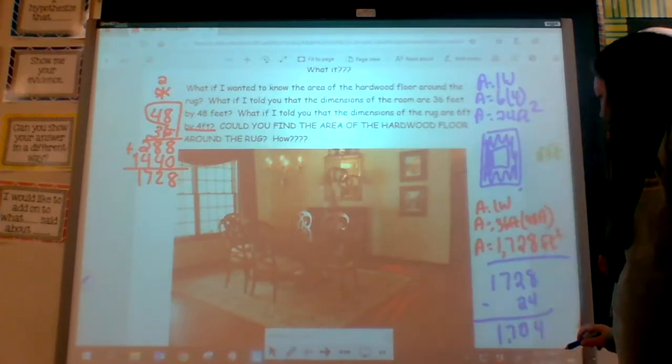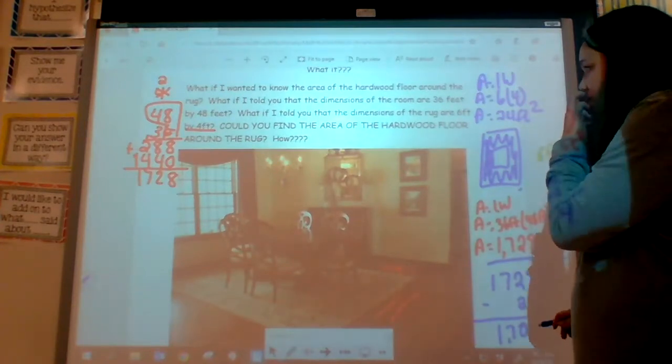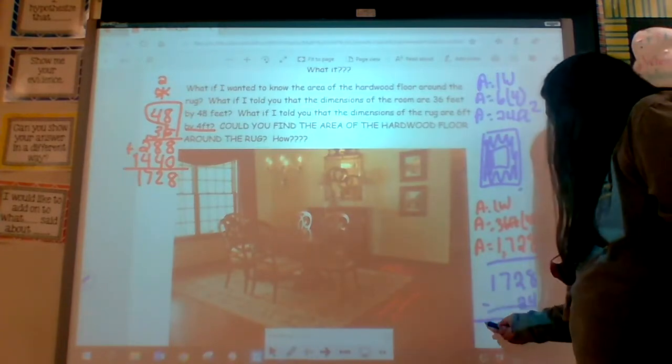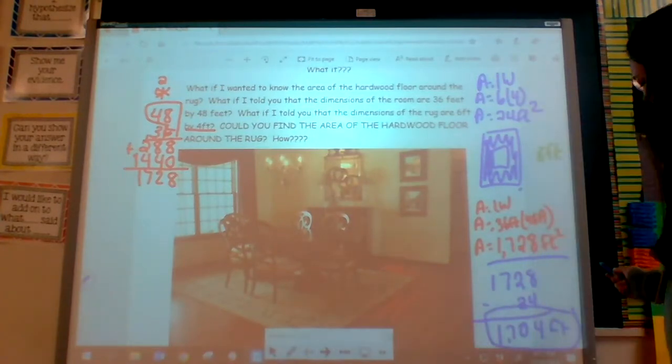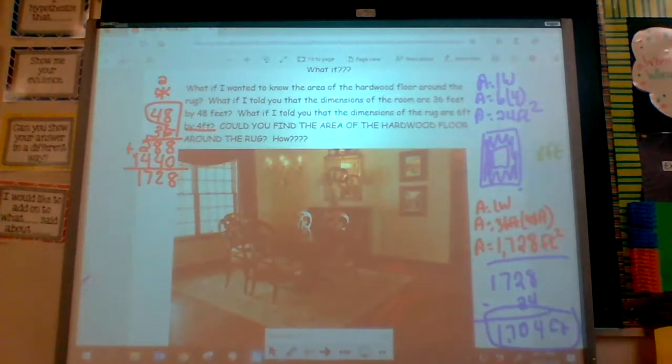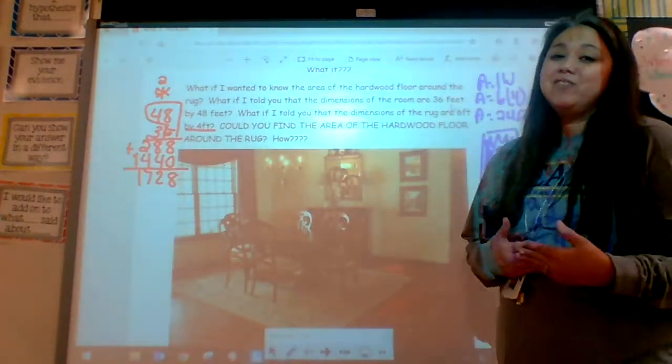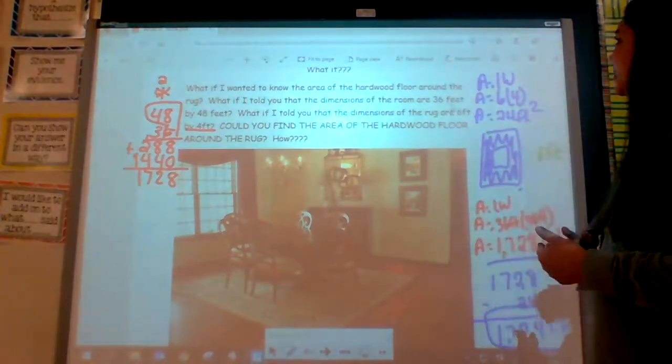So the area, and of course this is a made up problem, as you can see, that's one big mansion, is 1,704 feet. So those are the types of problem solving questions that we are going to be seeing.